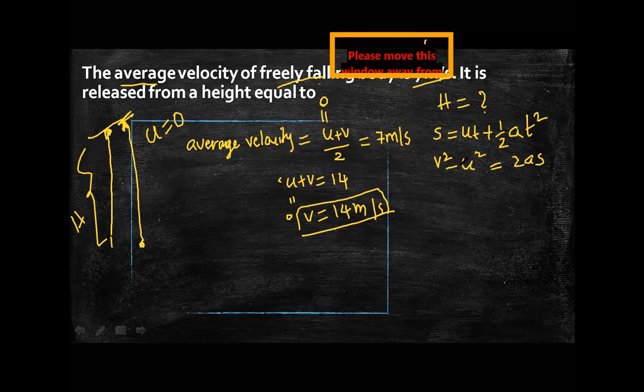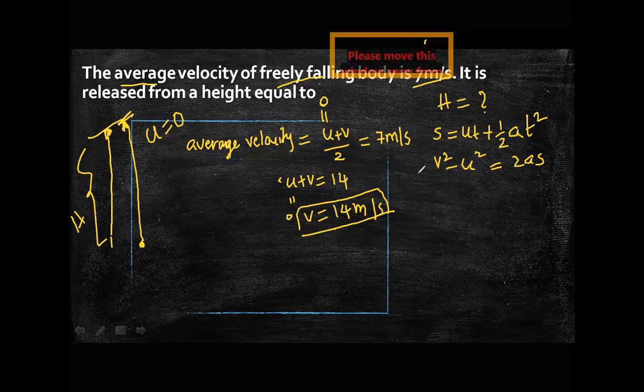Do you remember these two equations? Can you keep them in your brain? Close your eyes and keep them in your brain. These equations are very important. You have to remember them forever. S equals ut plus half at square, and v square minus u square equals 2as.